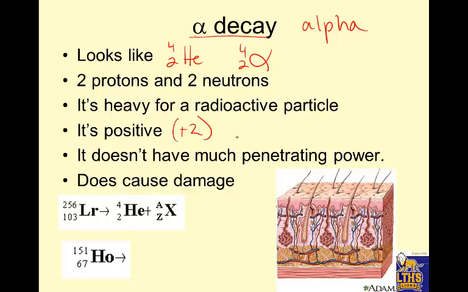It's a helium nucleus because it doesn't have the electrons to make it a helium atom. Okay, and because it's a heavy type of radioactive particle, it doesn't have much penetrating power. It means that skin can block it, blocked by skin. It can also be blocked by paper, clothing. So if alpha radiation is hitting you right now, it's not getting into your body because it's blocked by skin and paper and clothing.